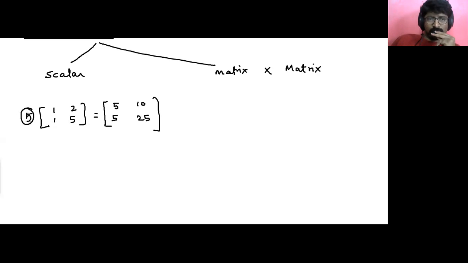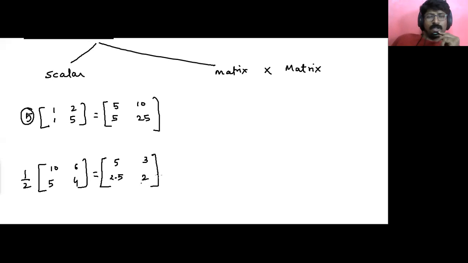So scalar multiplication is a number, let's say 1 by 2, into a matrix, let's say 10, 6, 5, 4. So how are we going to multiply this? Half into 10 will become 5. Half into 6 will become 3. Half into 5 will become 2.5, isn't it? And half into 4 will become 2. So that is called scalar multiplication. I hope students you understood what I mean by scalar multiplication, isn't it?